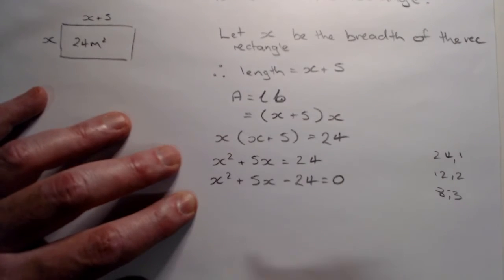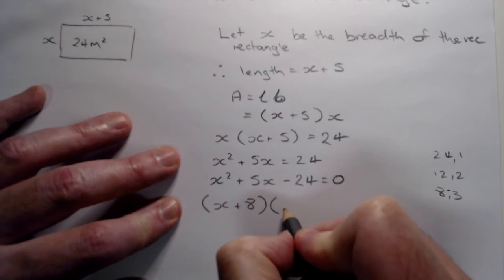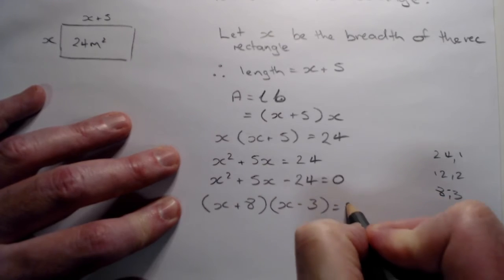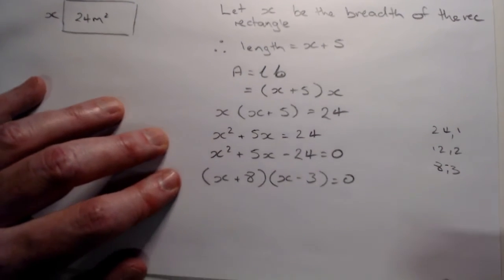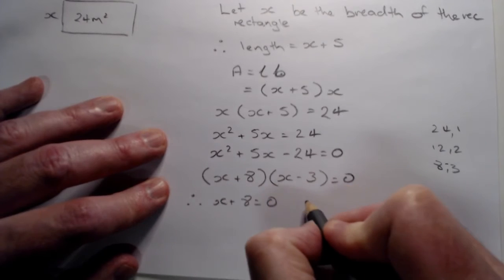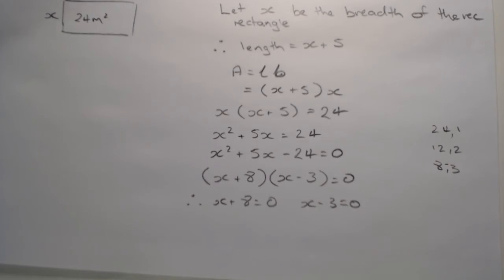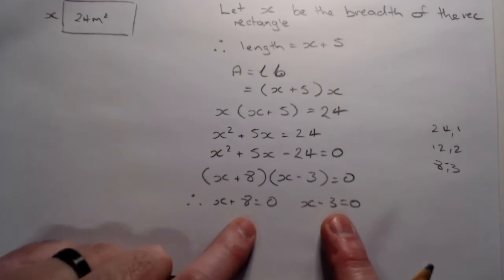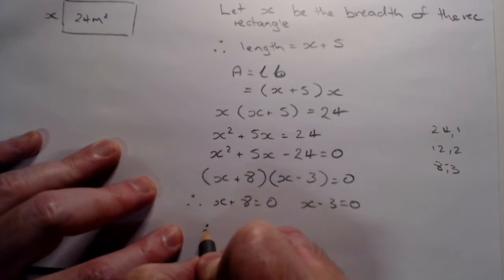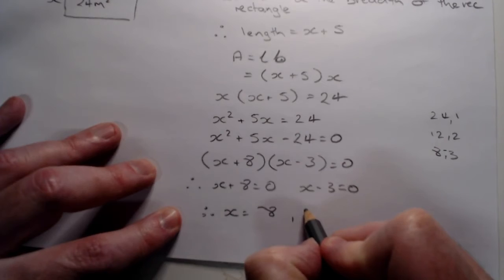I can rewrite this now as a series of factors. So I can now say that this is x plus 8 times x minus 3 equals 0. And we can solve this using our null factor law, meaning that x plus 8 must equal 0, or x minus 3 must equal 0. Once we've got this in its factorised form, we can solve this. And so therefore, x must equal either negative 8 or x must equal positive 3.